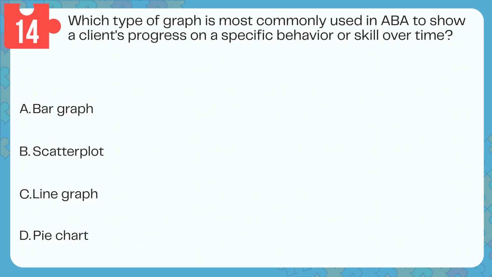Question 14. Which type of graph is most commonly used in ABA to show a client's progress on a specific behavior or skill over time? A. Bar graph. B. Scatter plot. C. Line graph. D. Pie chart.